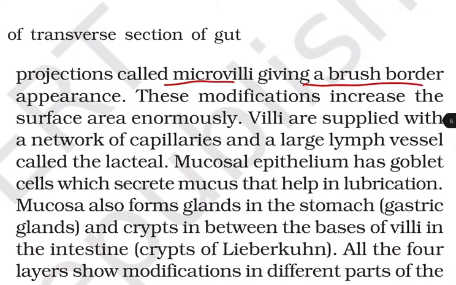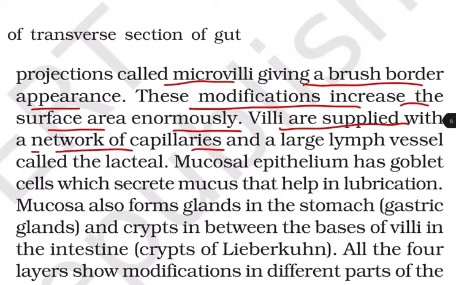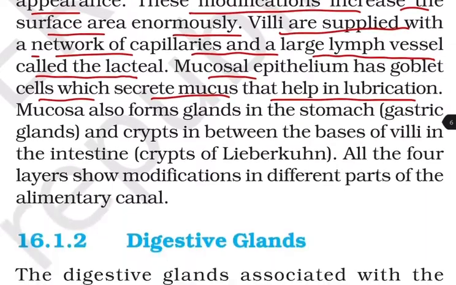projections called microvilli, giving a brush border appearance. This modification increases the surface area enormously. Villi are supplied with a network of capillaries and a large lymph vessel called the lacteal. Mucosal epithelium has goblet cells which secrete mucus that helps in lubrication.